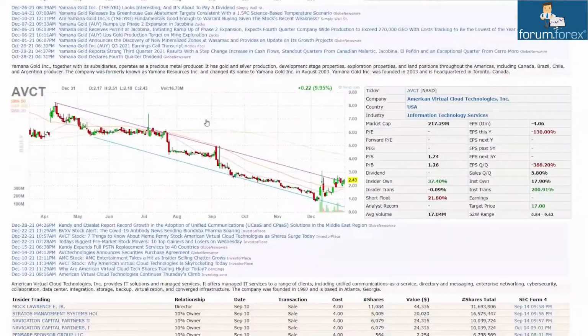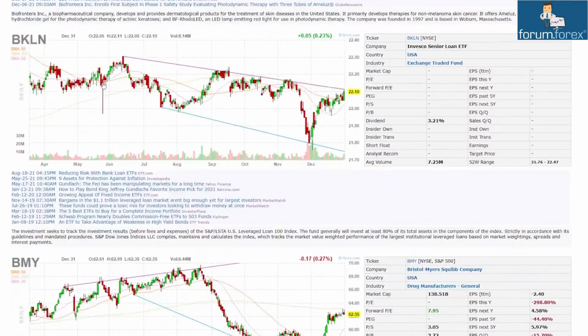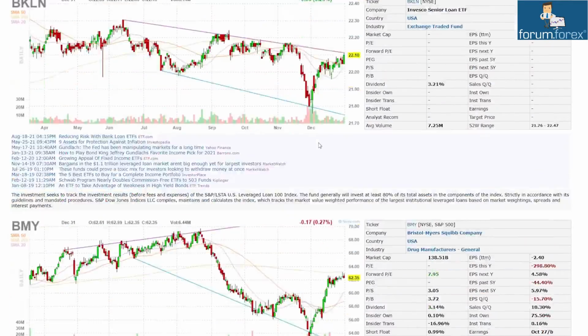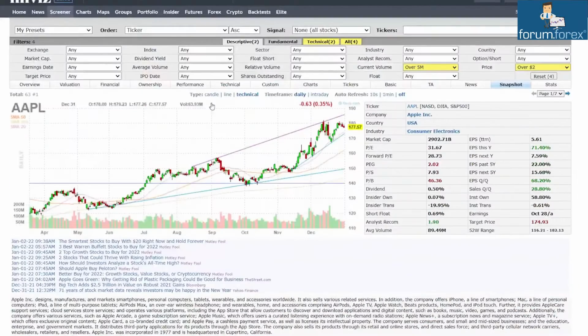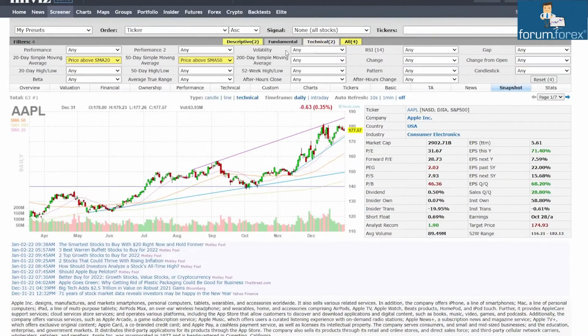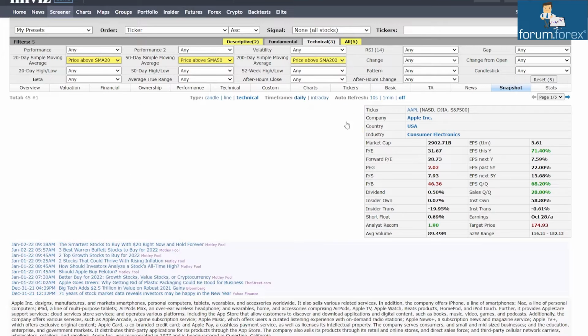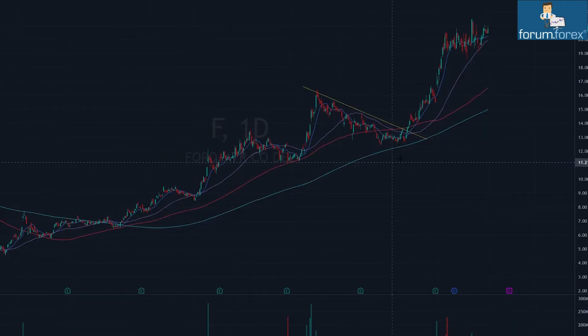So we have EVCT over here, which created this tight range. We have also BKLN over there, and we can see a lot of them are actually below the SMA 200. So what we're going to do is go back to the technical tab and add the filter for price above SMA 200. Now, by adding the SMA 200, we really have the setup that we were looking for. If we go back to the chart, we can see that we're looking for something like this over here.